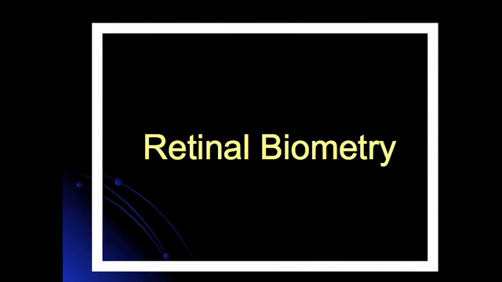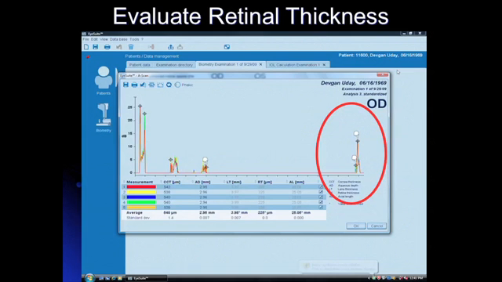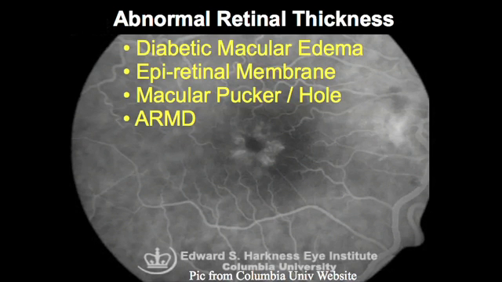Retinal biometry is also important because patients can have underlying disease that I may not see just with my slit lamp exam. So I want to know axial length plus retinal thickness. Axial length, of course, for the lens calculations, but also retinal thickness. And here's my retina, and luckily it's less than 200 microns. But if patients have diabetic macular edema, an epiretinal membrane, a pucker, a hole, or macular degeneration, they're going to have an abnormal retinal thickness. And that's going to tip me off ahead of time that this is not the type of patient that I want to put a presbyopic or multifocal lens in.